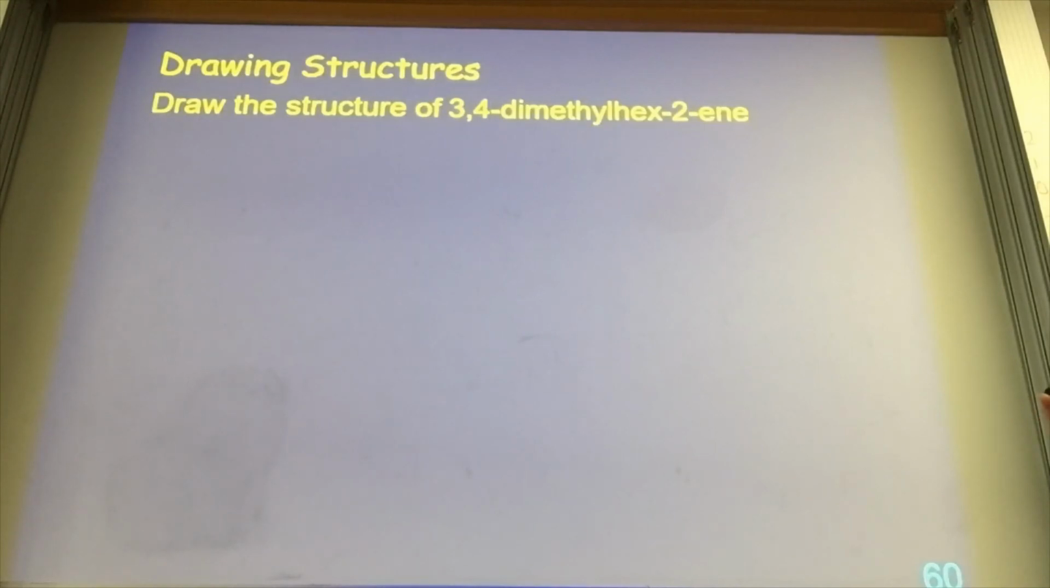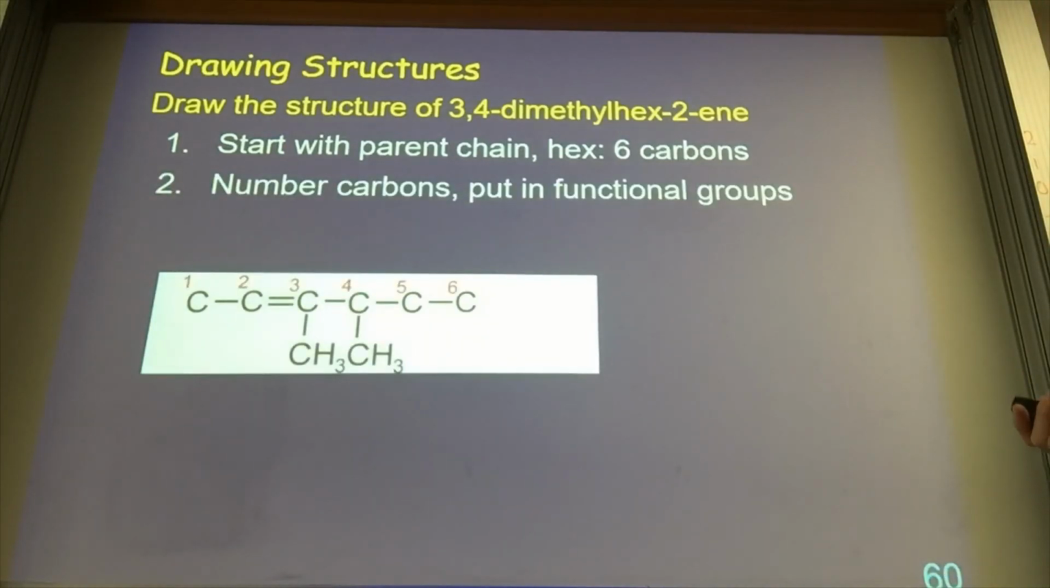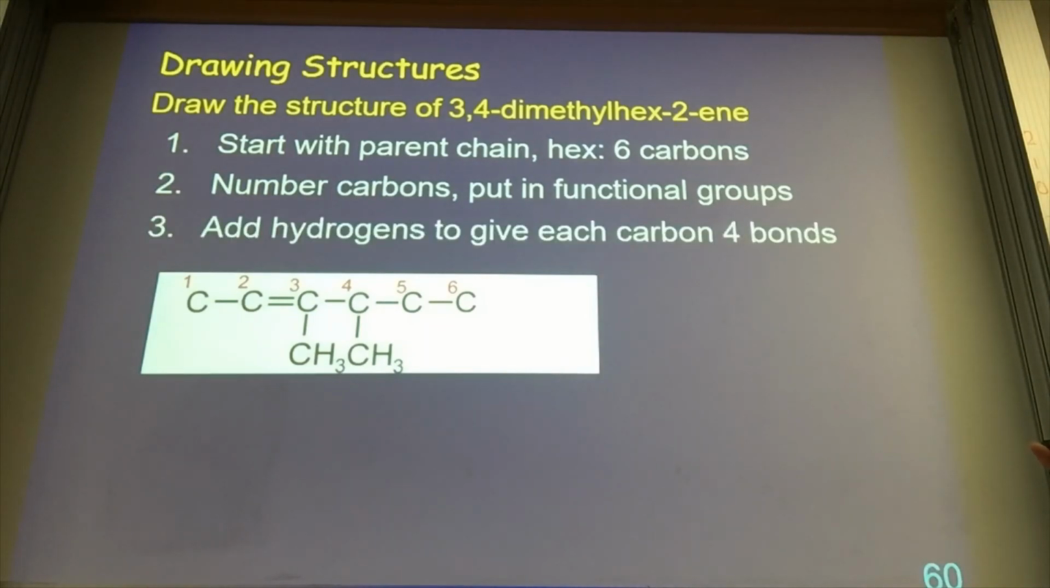You can go back the other way and you can draw the structures. That's nice and easy. Hex means you draw 6 carbons down the middle. Then number them from left to right. Probably don't even need to write them in. Chuck the double bond starting at carbon number 2. The methyl groups at 3 and 4. Then chuck in the hydrogens as you need.